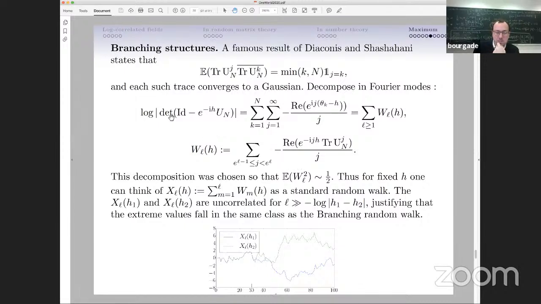Then you end up with a random walk representation for this log det. And the increments for different h's will be the same up to some bifurcation. And the bifurcation here will be given by the log of h1 minus h2. It's a natural thing because the difference between the h's, multiplied by j, needs to be much smaller than one, basically. So that's exactly what you get. So that's the reason why it's log correlated, and you can apply this barrier technique of Bramson and so on.